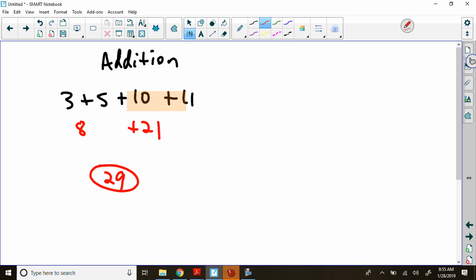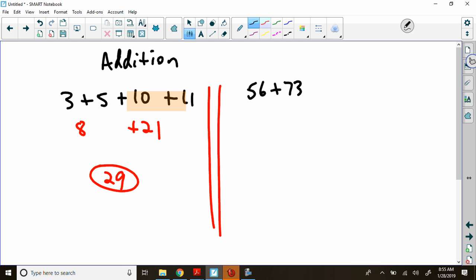A couple of things about addition are pretty cool. Maybe we had to add something like this: 56 plus 73 plus 22 plus 44.